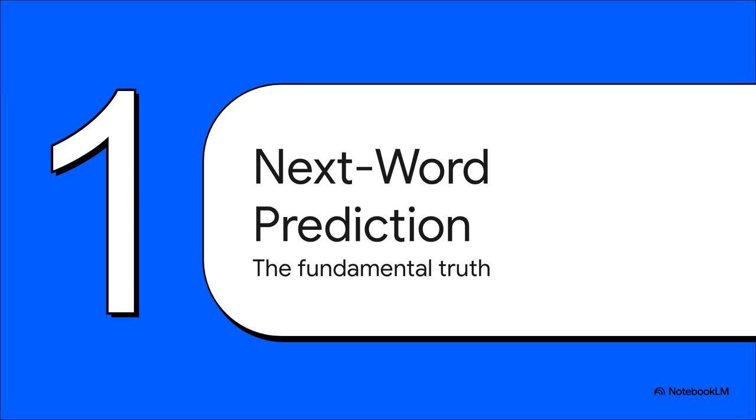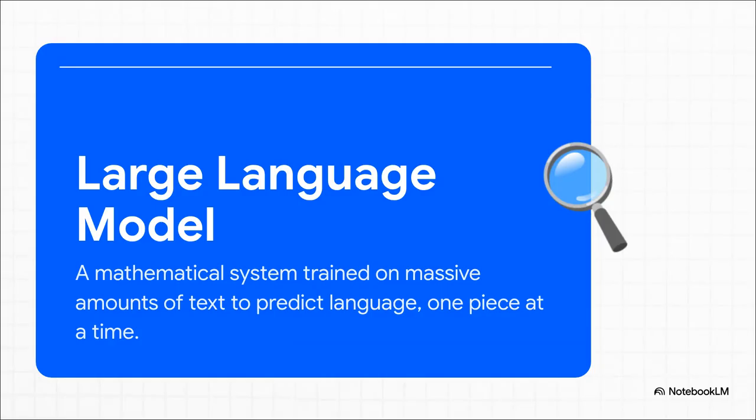This is the fundamental truth of LLMs. So here's the core truth you really need to keep in mind. An LLM is not a giant encyclopedia of facts. It doesn't actually look things up. It's simply a next word prediction machine.